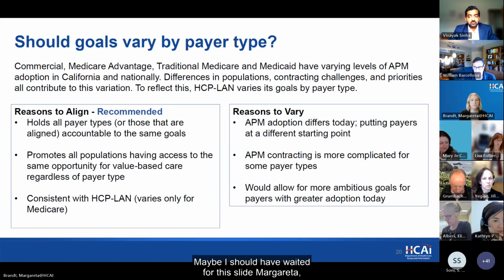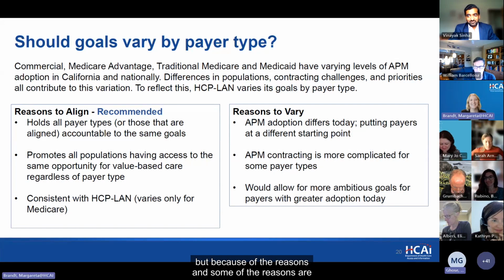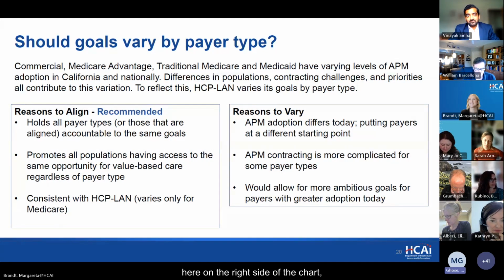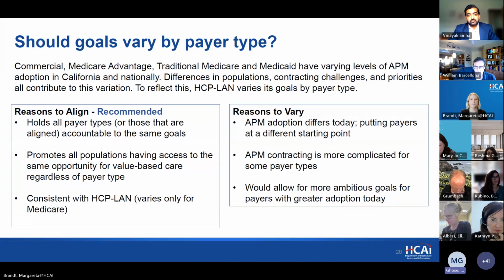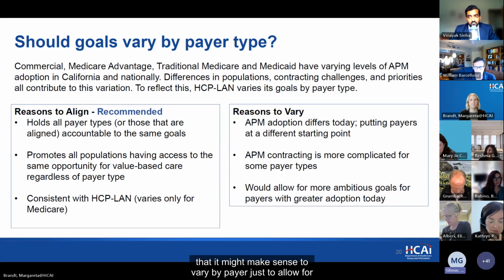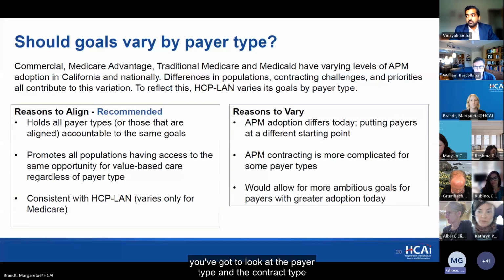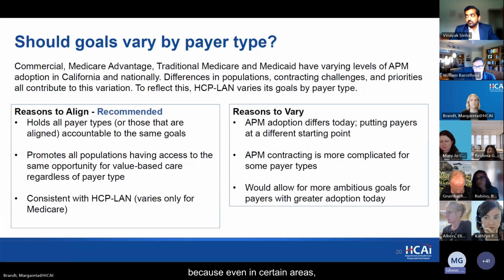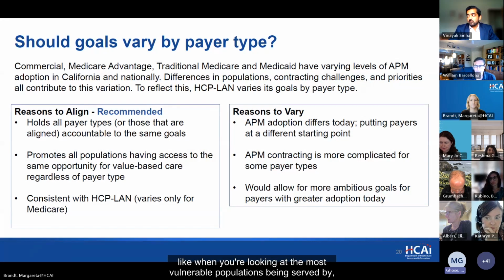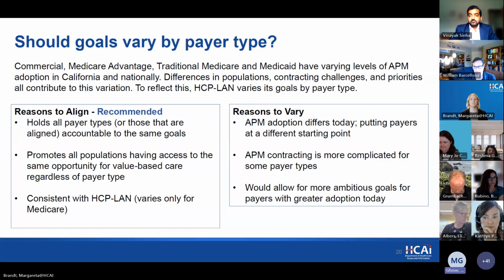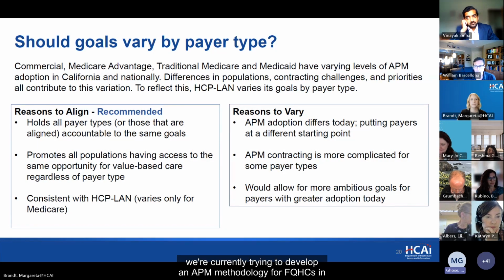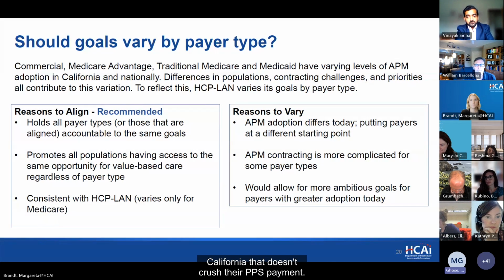So I'll just echo what I said earlier. Maybe I should have waited for this slide, Margaret. Because of some of the reasons here on the right side of the chart, we've been thinking that given the current state, it might make sense to vary by payer, just to allow for the adoption to actually occur. But I mean, we see the point about having consistency, but then again, you've got to look at the payer type and the contract type, because even in certain areas, like when you're looking at the most vulnerable populations being served by, let's say, FQHCs on the primary care side of the house, we're currently trying to develop an APM methodology for FQHCs in California that doesn't crush their PPS payment.